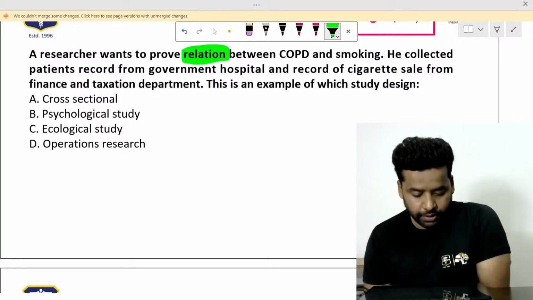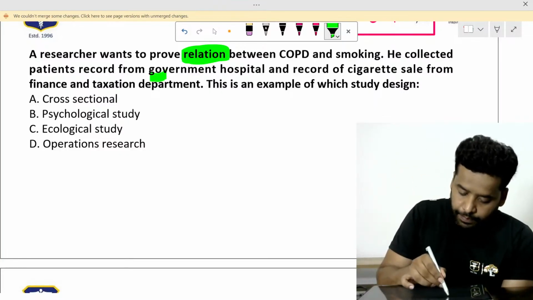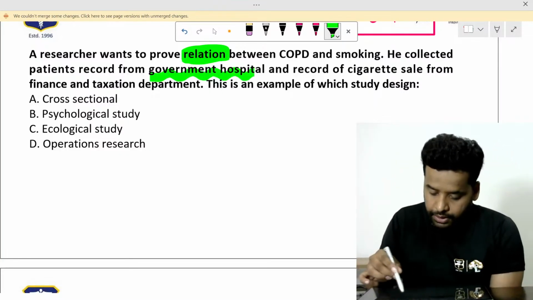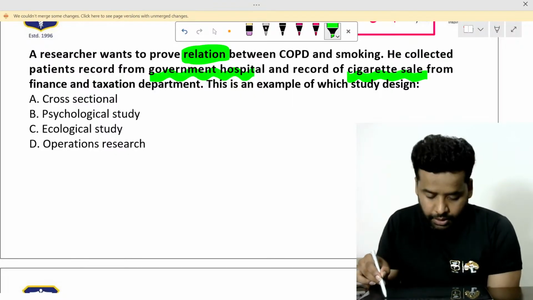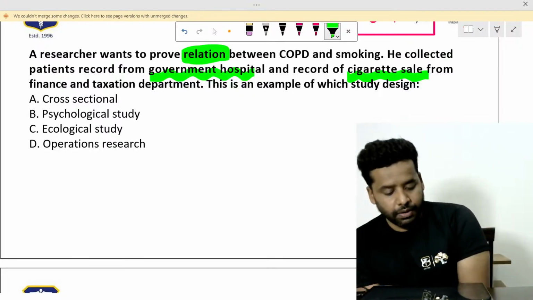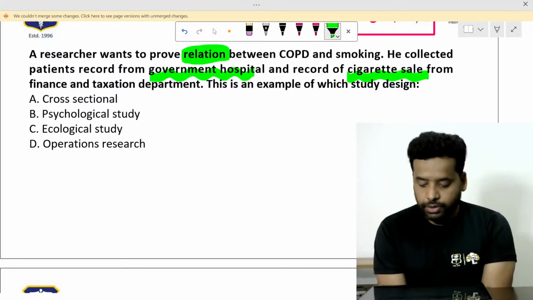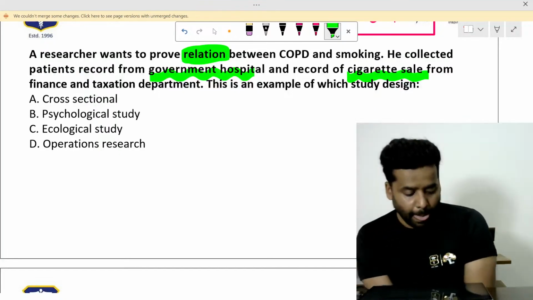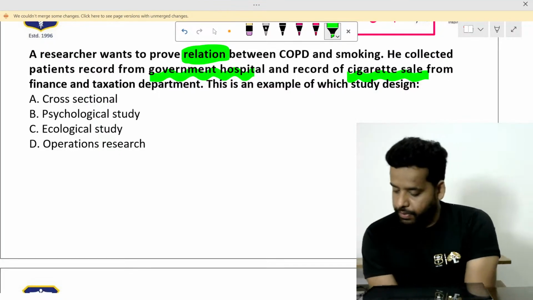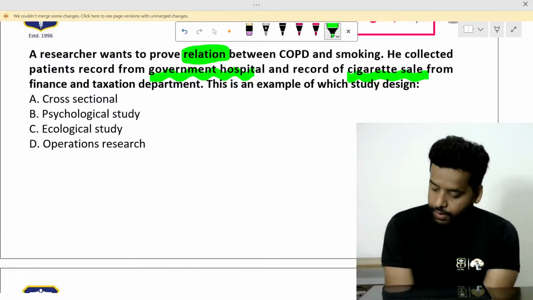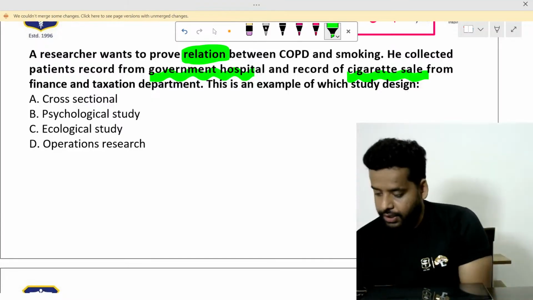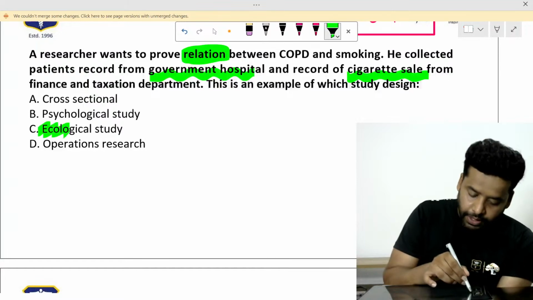Records from both sides. For COPD from the hospital, for cigarette sales they are checking from the finance department. So whatever sales have happened. So it is an example for what study? Why is it an ecological study? The answer is ecological study. But why is it an ecological study?